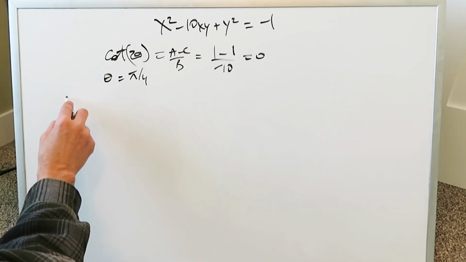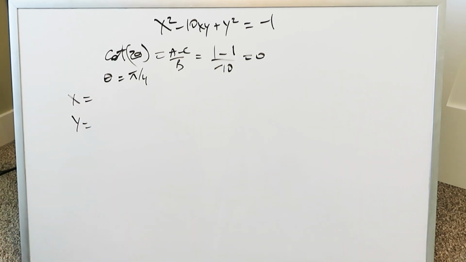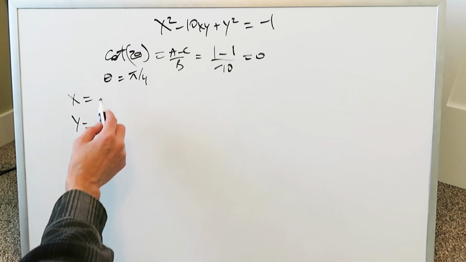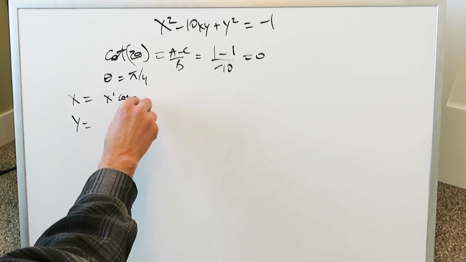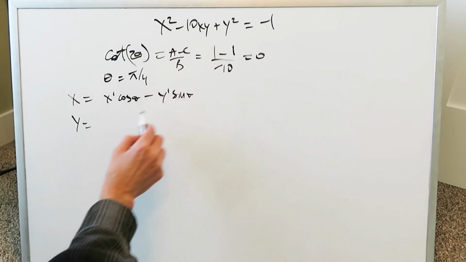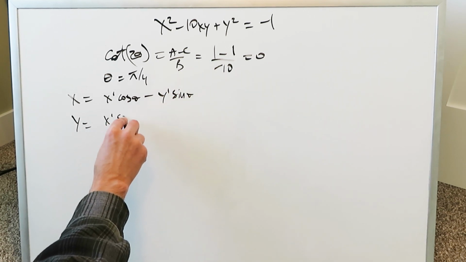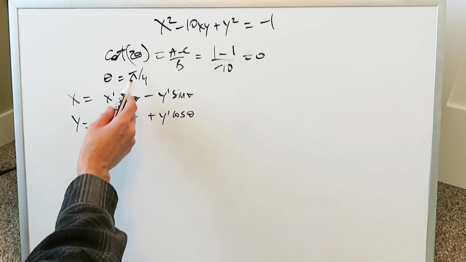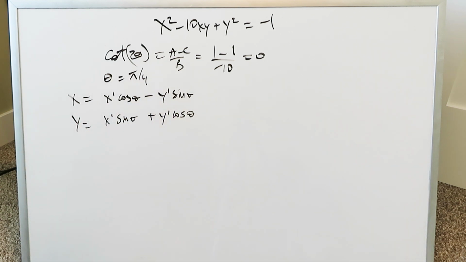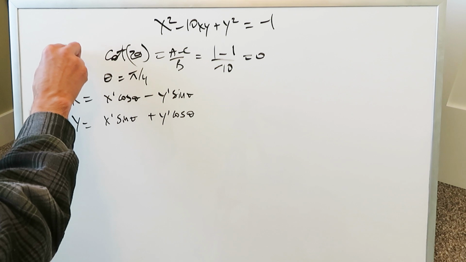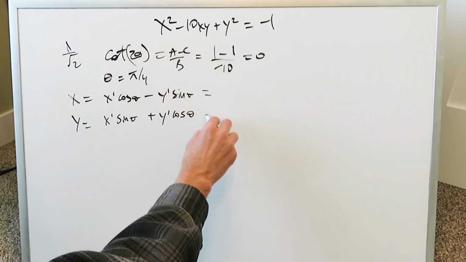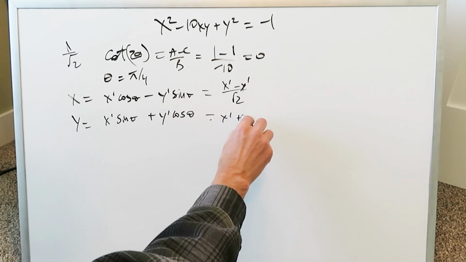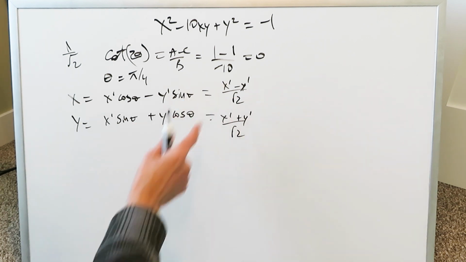Now that you've determined the degree of rotation, we have to see what it is in terms of these x and y substitutions that will take place in the rotation of axis procedure. We know x is equal to x prime cosine theta minus y prime sine theta, and we also know that y is equal to x prime sine theta plus y prime cosine theta. But remember, cosine pi over 4, 45 degrees, and sine pi over 4, 45 degrees, is always 1 over root 2. So that's easy. When you run everything through here, you'll have x equals x prime minus y prime over root 2. For y, you'll have x prime plus y prime over root 2.